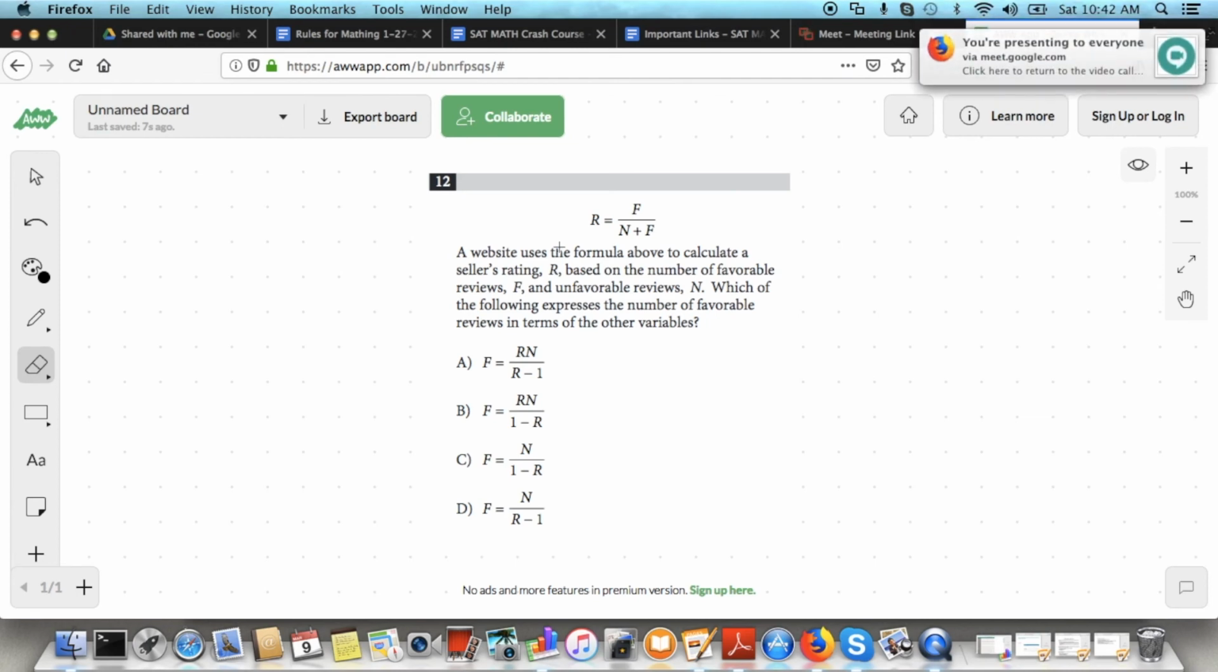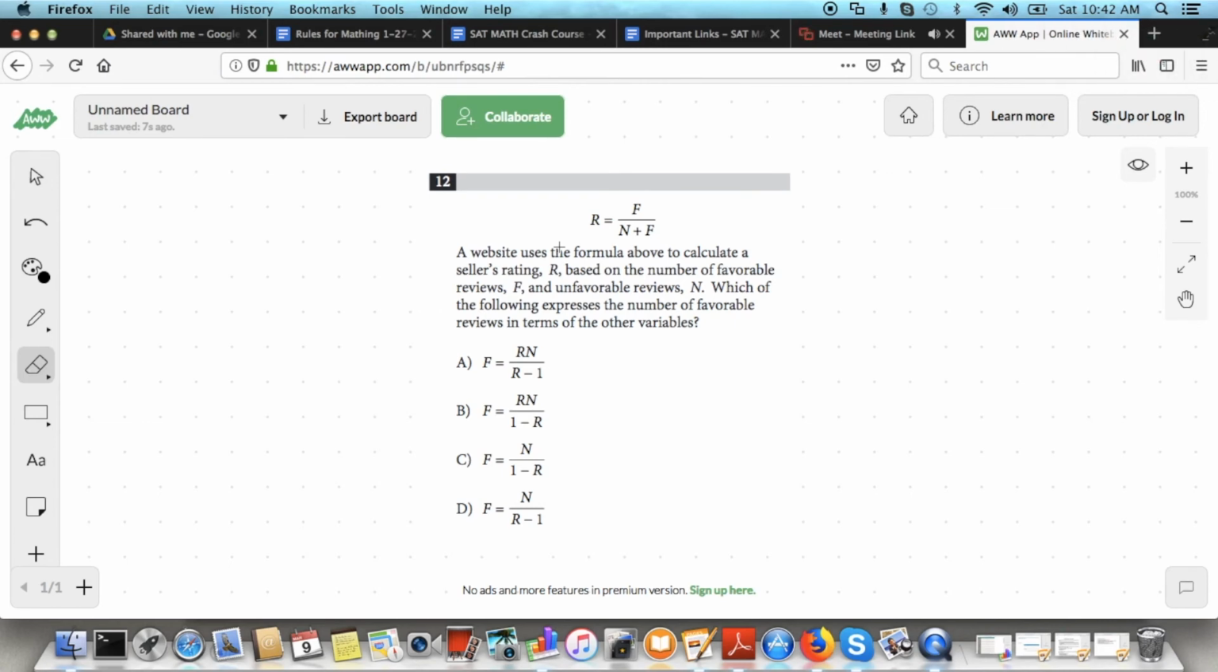Okay. Owen, read number 12 for me, loud and proud, please. Can you hear me, Owen? A website uses the formula above to calculate a seller's rating R based on the number of favorable reviews F and unfavorable reviews N. Which of the following expresses the number of favorable reviews in terms of the other variables?